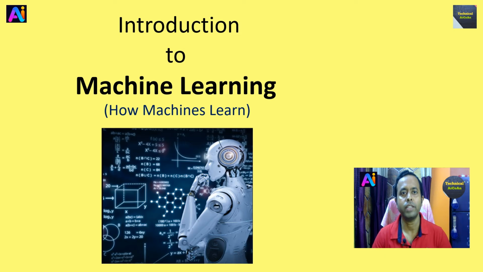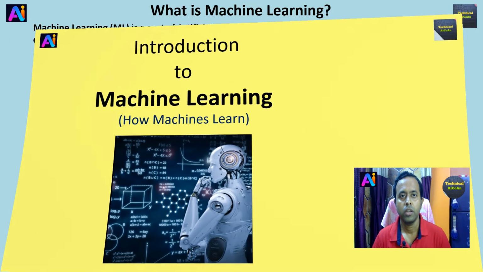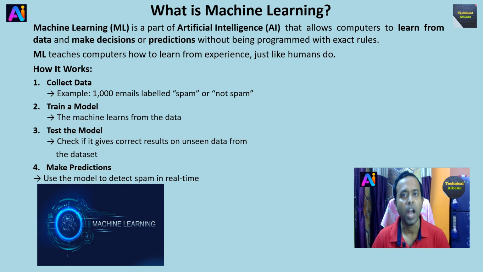So friends, today we will discuss the introduction to machine learning, meaning how machines learn. At first we should know what machine learning is. Machine learning, or in short ML, is a part of artificial intelligence that allows computers to learn from data and make decisions or predictions without being programmed with exact rules. ML teaches computers how to learn from experience just like humans do.